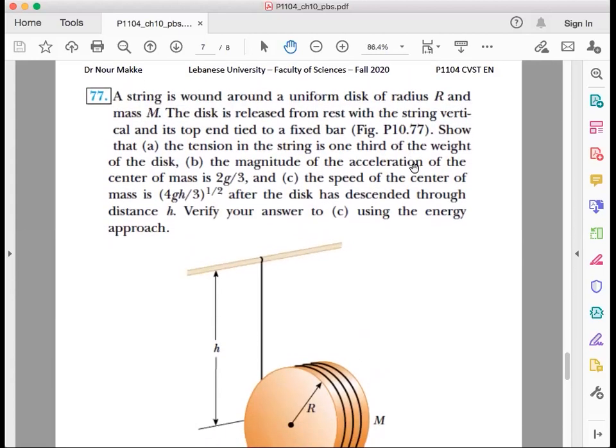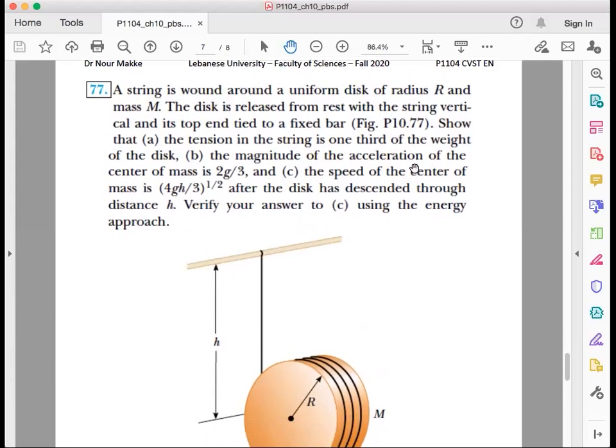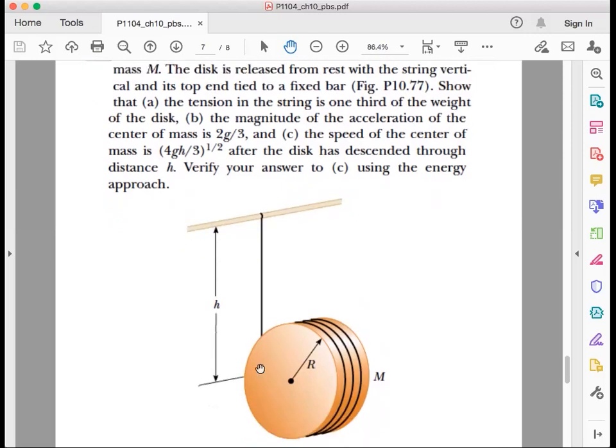So chapter 10, problem 77. A string is wound around a uniform disk of radius r and mass m. The disk is released from rest with the string vertical and its top end tied to a fixed bar, as shown in this figure below. So here's the disk, and here is the string that is wound around it.